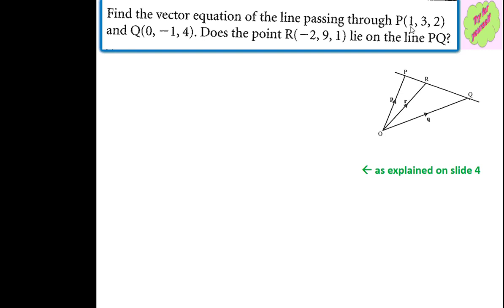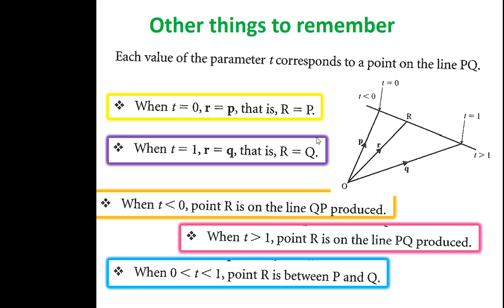So the column vector would be 1, 3, 2 for this one. And the x, y, z coordinates of this one similarly tell you what the vector OQ would be. It'd be 0, negative 1, 4. Does the point R, negative 2, 9, 1, lie on the line PQ? So does it lie on the line PQ, or is it out here somewhere? To decide if it lies on the line, we've got to follow these rules. If it lies on the line, then t is between 0 and 1. So it'd be in here somewhere.